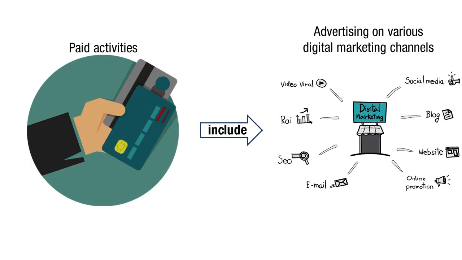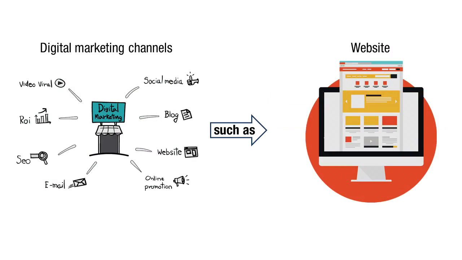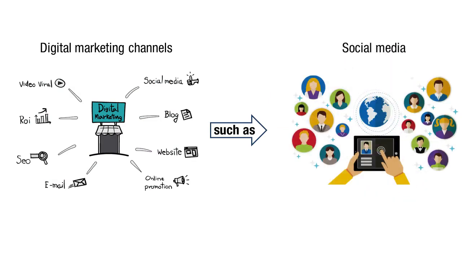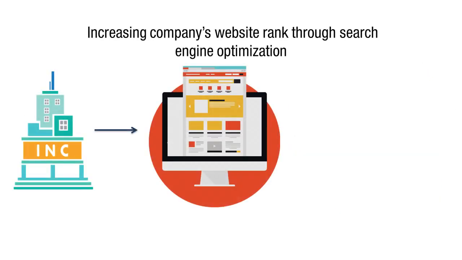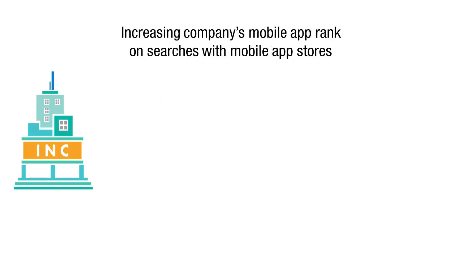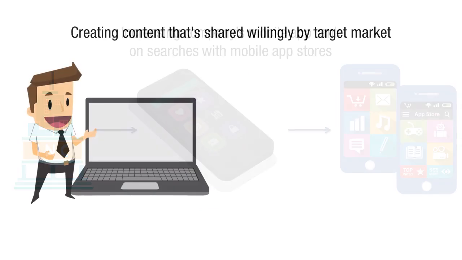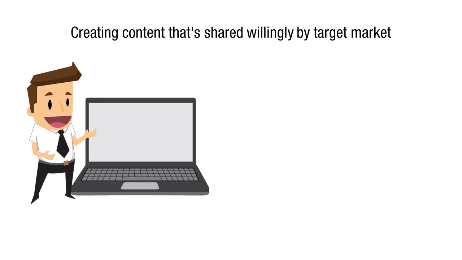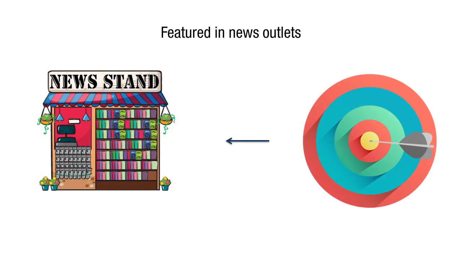Paid activities, which include advertising on various digital marketing channels, such as search engines, other websites, other mobile apps, social media, and paid news releases. Non-paid activities, which include increasing a company's website rank on search engines through search engine optimization, increasing a company's mobile app rank on searches within mobile app stores, and creating interesting and useful content that is shared willingly by the target market and featured in news outlets.